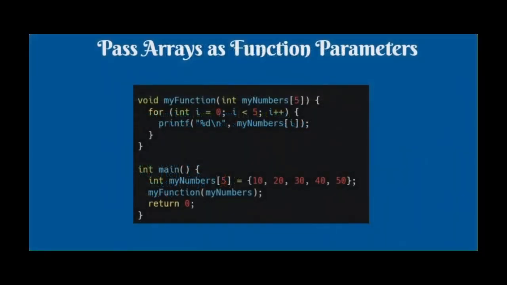Pass arrays as function parameters. You can also pass arrays to a function. The function, myFunction, takes an array as its parameter, int myNumbers[5], and loops through the array elements with the for loop. When the function is called inside main, we pass along the myNumbers array, which outputs the array elements. Note that when you call the function, you only need to use the name of the array when passing it as an argument, myFunction(myNumbers). However, the full declaration of the array is needed in the function parameter, int myNumbers[5].